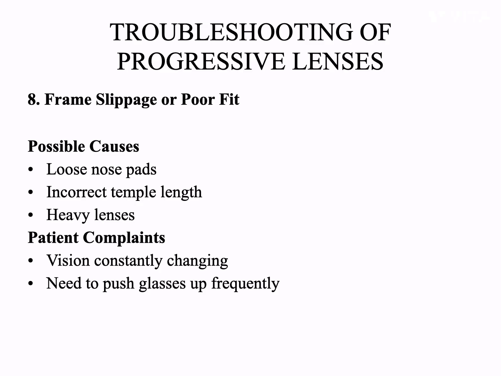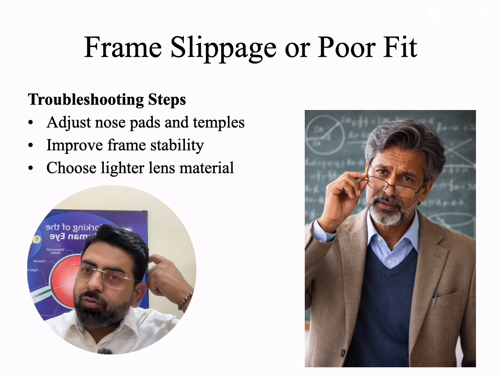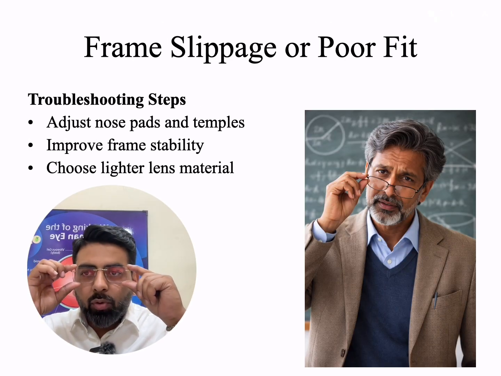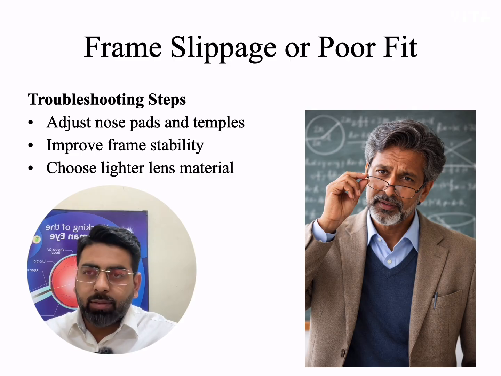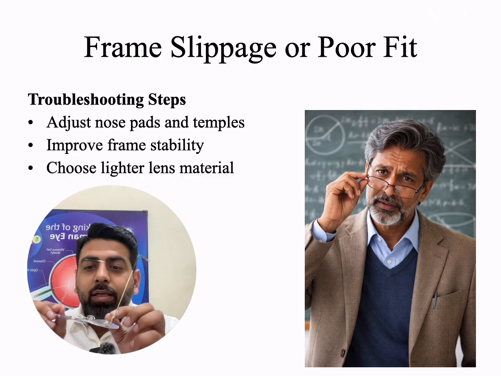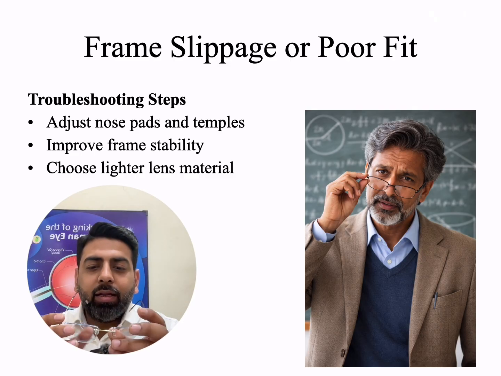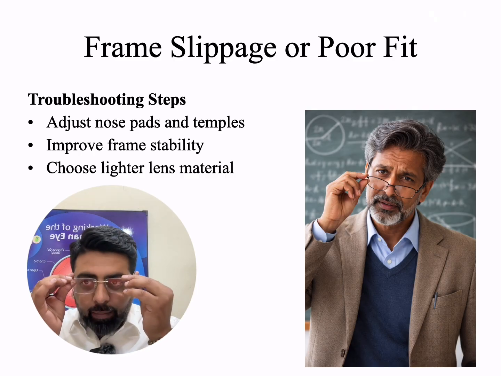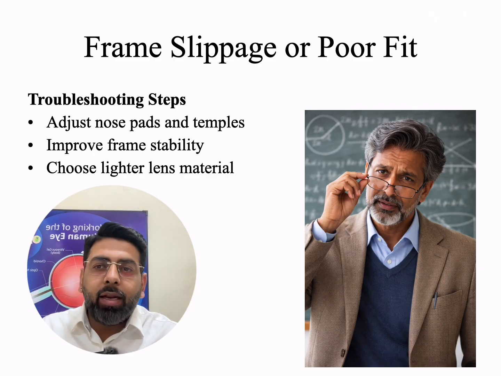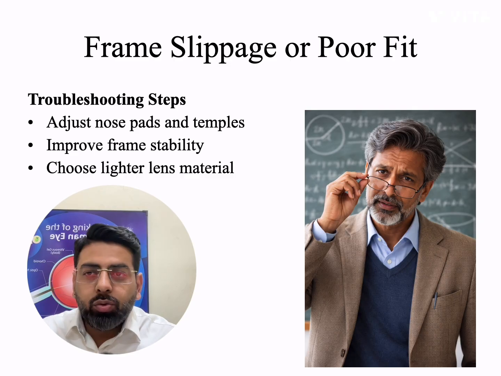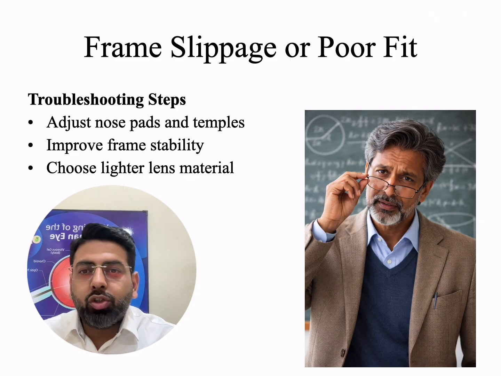And last is frame slippage or poor fit. A possible cause would be a loose nose pad, incorrect temple length, or heavy lenses, and patient complaints like vision constantly changing and needing to push the glasses up frequently. Troubleshooting steps would be: adjust the nose pad or temples, improve frame stability, and choose a lighter lens material. That means if you adjust the nose pad and widen it, the frame rests closer to the eyes and improves frame stability. The lens material should be lighter.